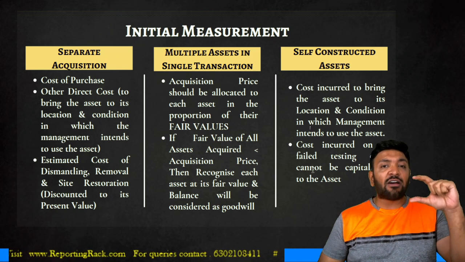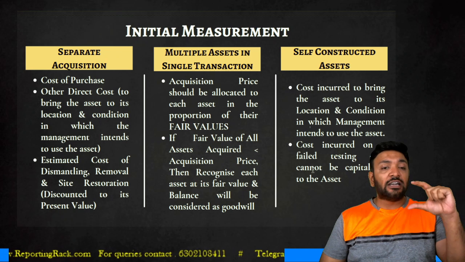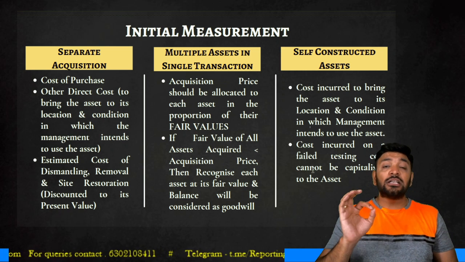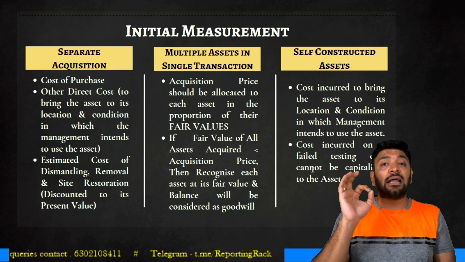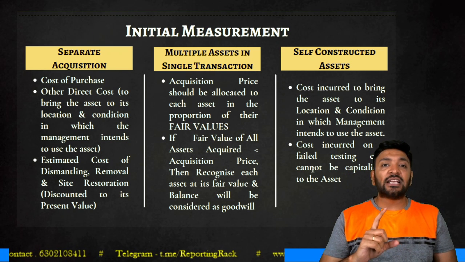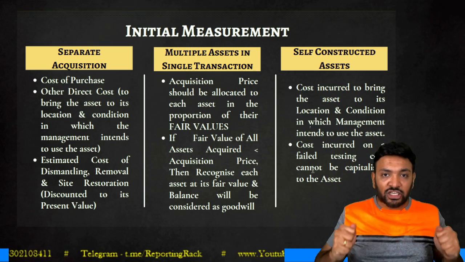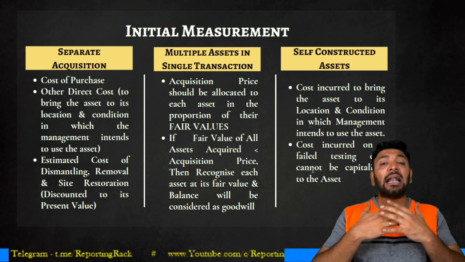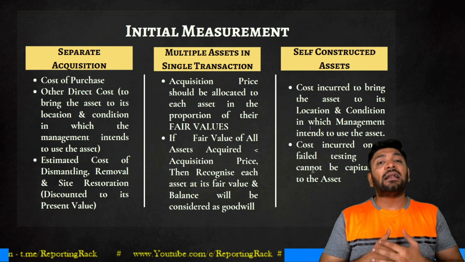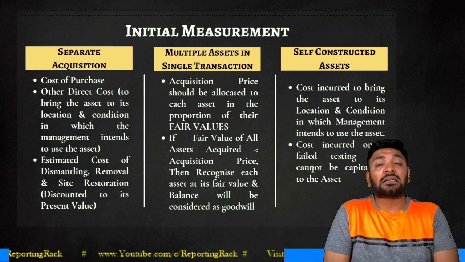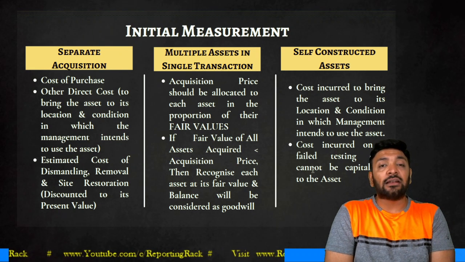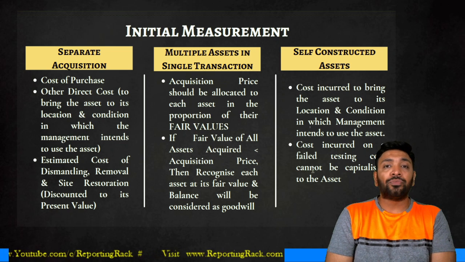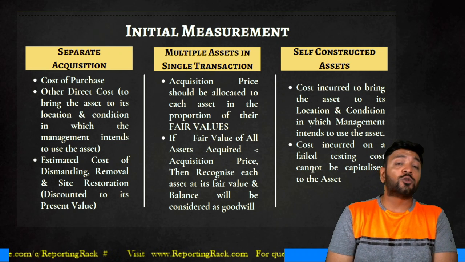This last part, that is the present value of estimated future cost of dismantling, removal and site restoration, is called a constructive obligation. This concept of constructive obligation appears under IND AS 37. What is constructive obligation? I got the obligation for removing the air conditioner when I installed the AC. When I installed the AC, I had taken up a liability to dismantle it at a later point of time. These are called constructive obligations. The present value of estimated future dismantling cost should also be included, and it has to be depreciated over the useful life of the asset.